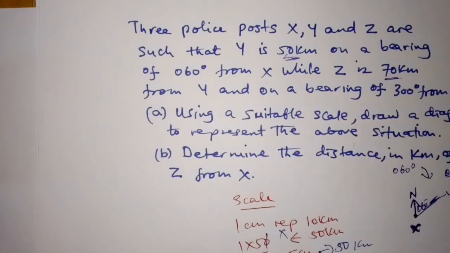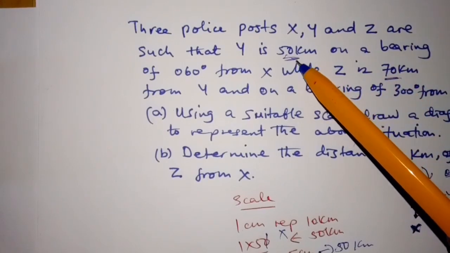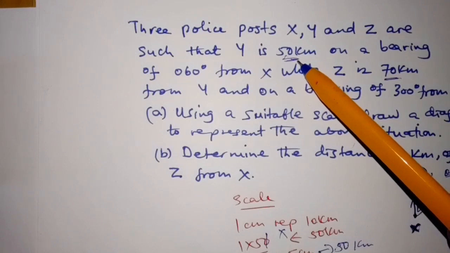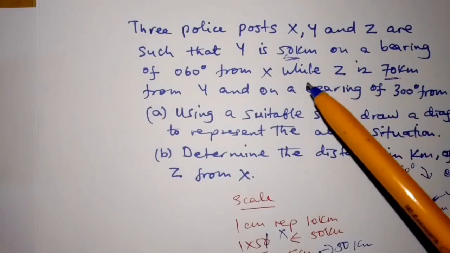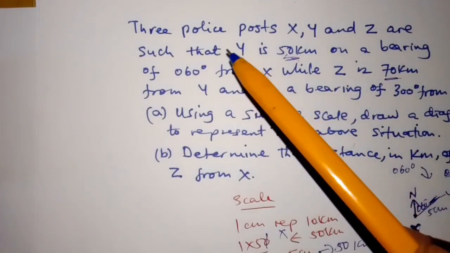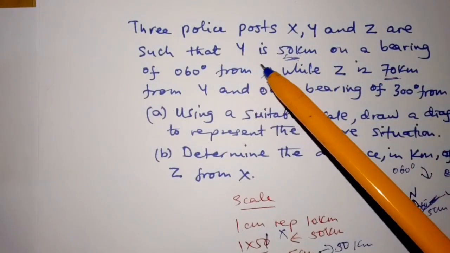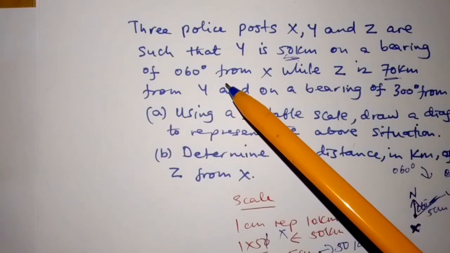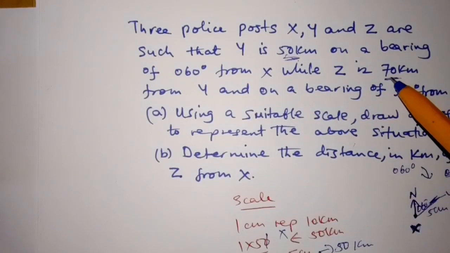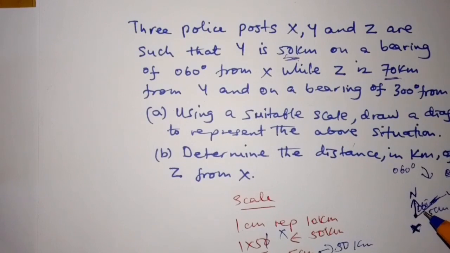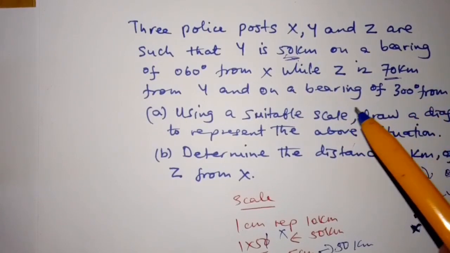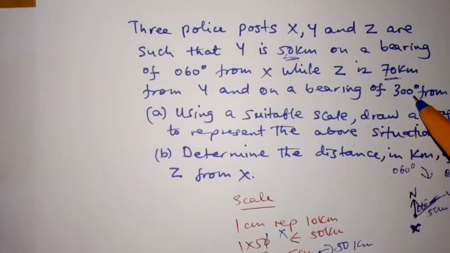Point Y will be 50 kilometers, which is represented by 5 centimeters. So here will be 5 centimeters. Z is 70 kilometers from Y, on a bearing of 300 degrees from X.